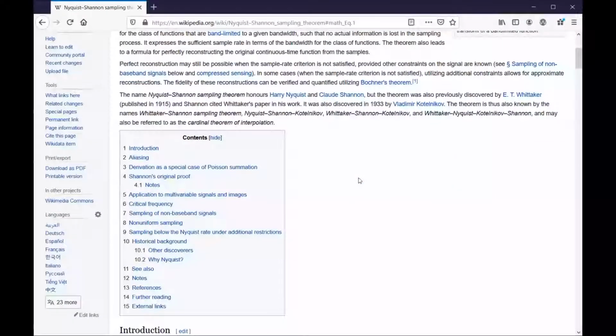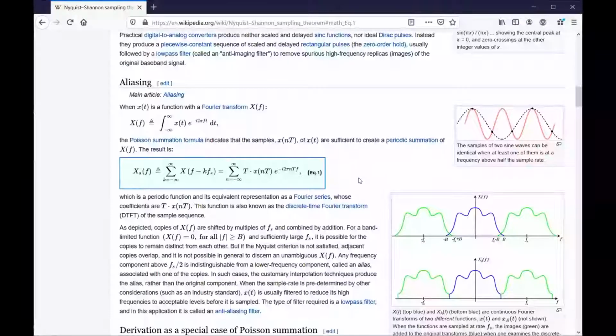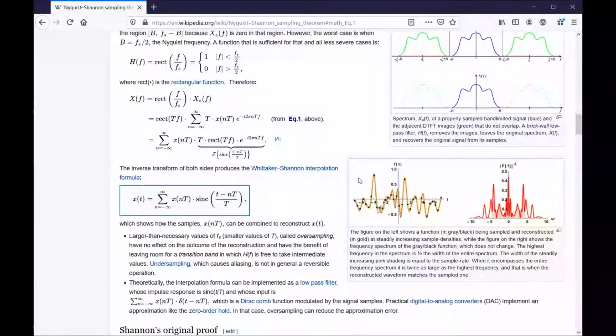Introduction, edit link, edit section. Introduction, already watched the YouTube video, so I don't need that. Aliasing, edit link, edit section. Derivation as a special case of Poisson summation, edit link, edit section. Shannon's original proof, edit link, edit section. Shannon's original proof, heading level 2. Shannon's original proof. So here should be the proof.